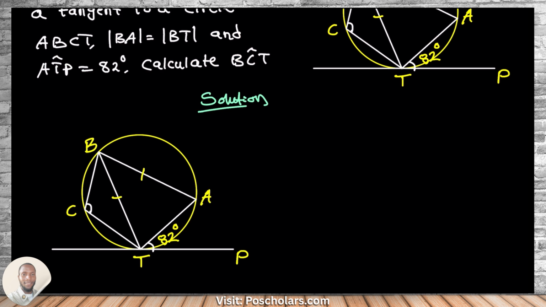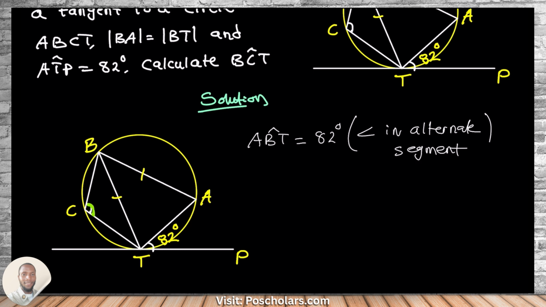Now the mission is to find this angle, angle BCT. By now you should have known the principle of solving unknowns in any diagram. You work with what you know. So what do we know? We know this angle to be given as 82 degrees. Using the alternate segment theorem, if this angle is 82 degrees, this angle will also be 82 degrees. And what's the name of this angle? ABT. So write it. Angle ABT is equal to 82 degrees. And what's the reason? Angle in alternate segments. So let's label it 82 degrees.